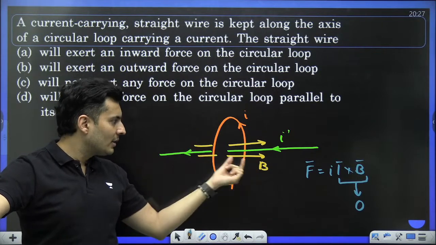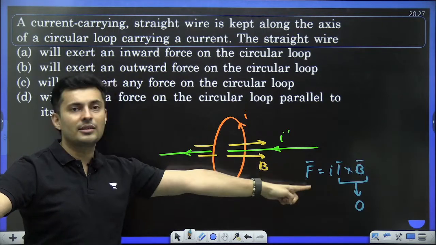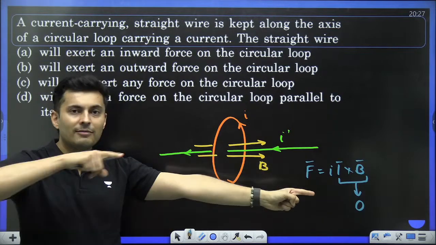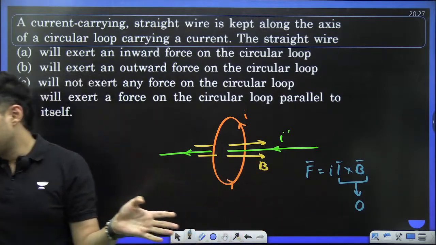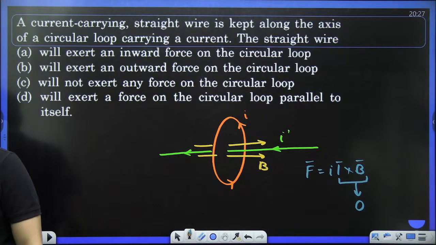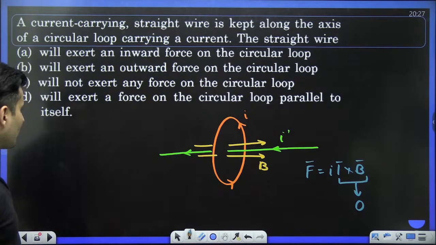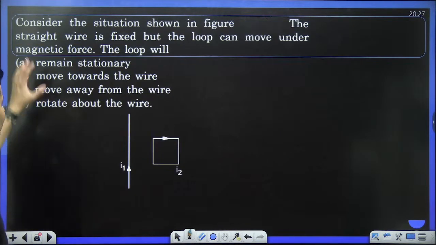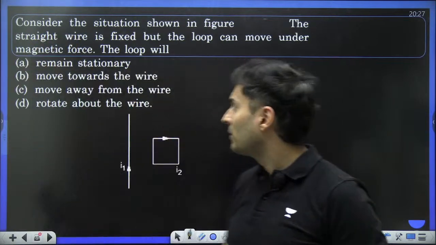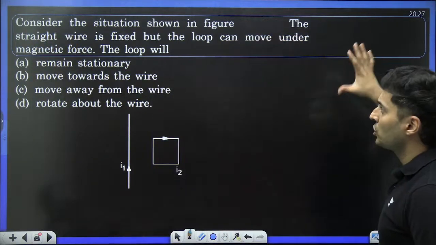So the idea was, if you know the direction of the field, in this cross product, L cross B will be 0 because they are parallel to each other. Sine 0, sine 180, all of them are 0. Keep this in mind. Next question on your screen now. Okay, beautiful question. Observe. Consider the situation as shown.